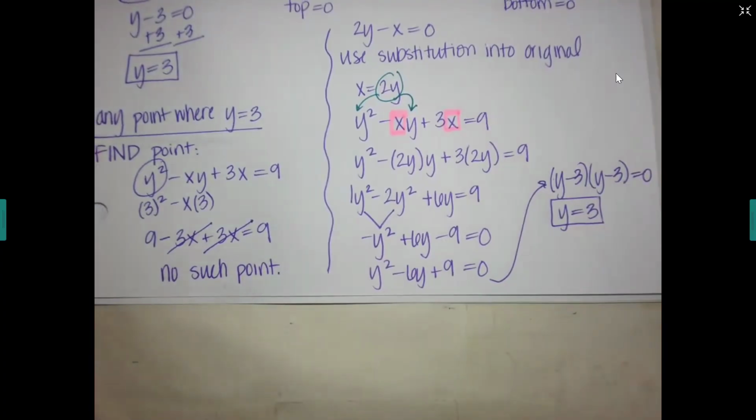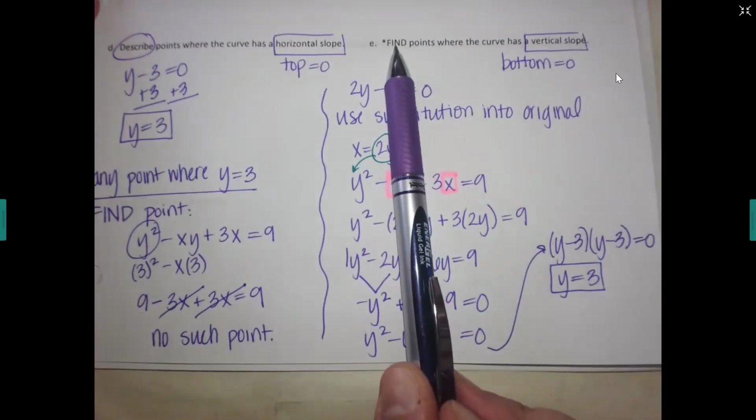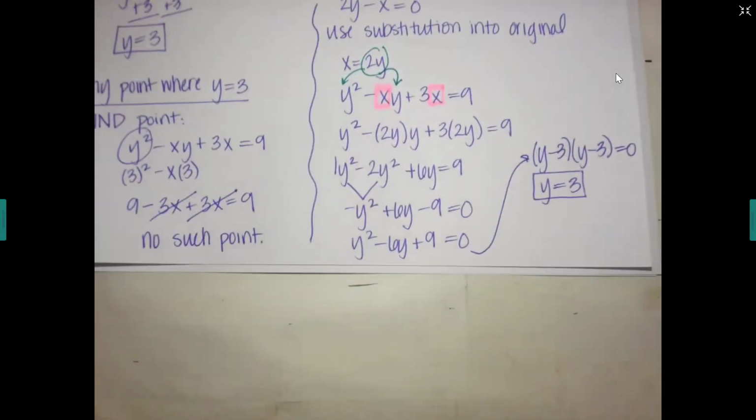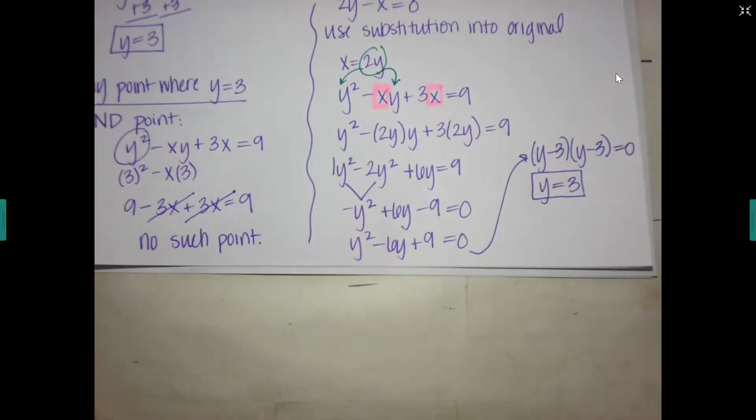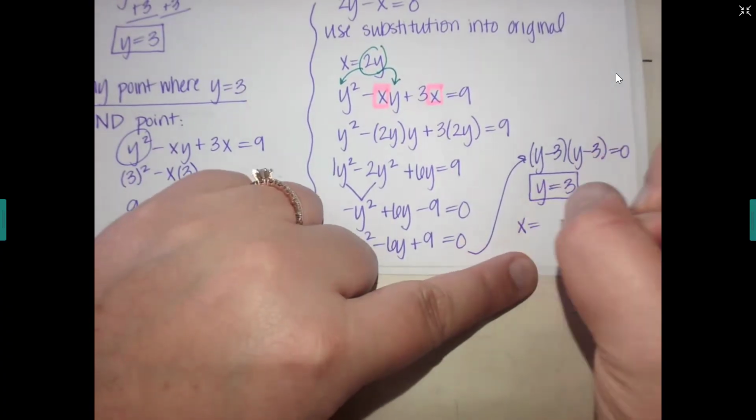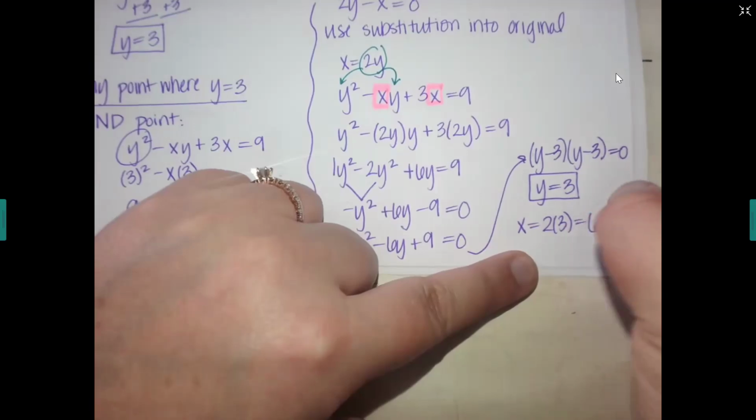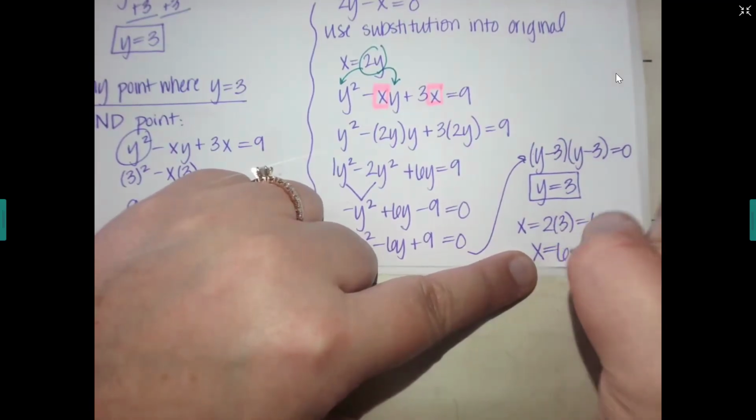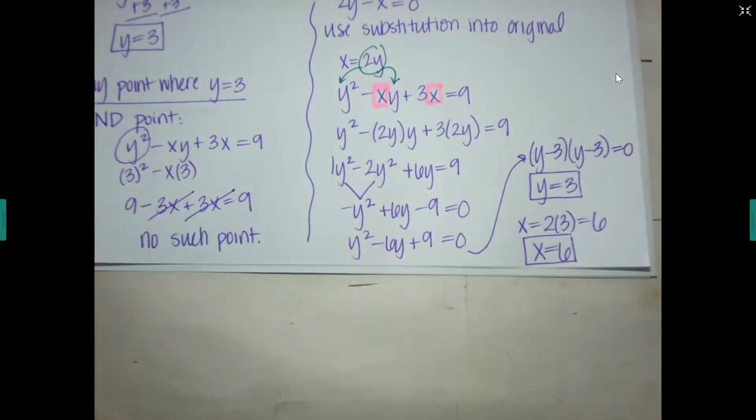What does it say for this question? Find the points. That means I need an x and a y. But what easy relationship do I know about x and y? X is 2y. So if my y is at 3, what's my x that goes with it? 2 times 3 would be 6. So your ordered pair for the point would be that my x is a 6, my y is a 3. When that combination happens, I'm going to have a vertical slope. Does that make sense?